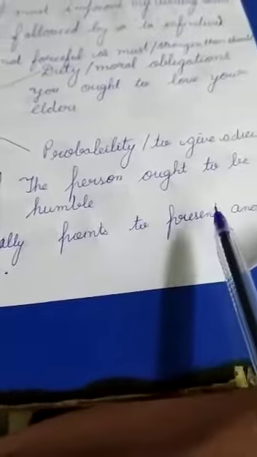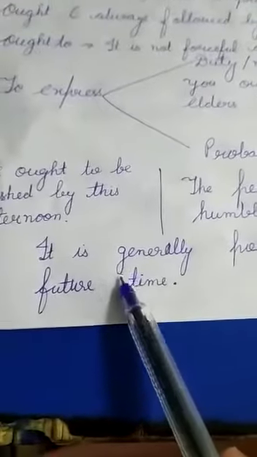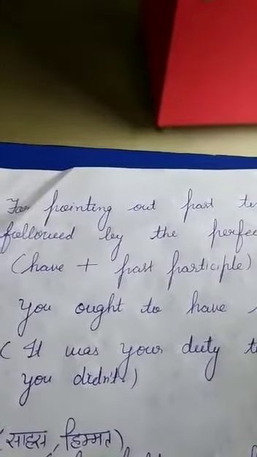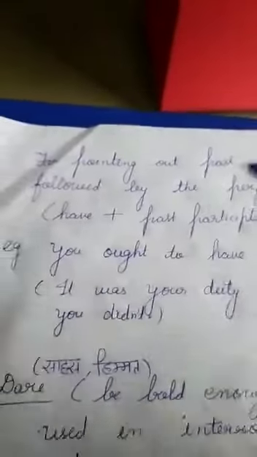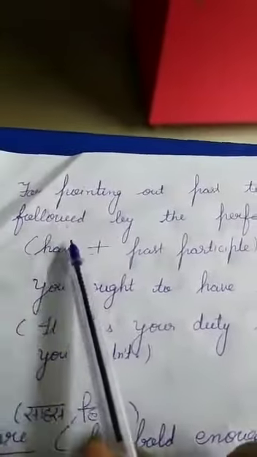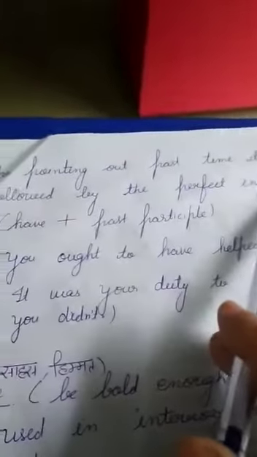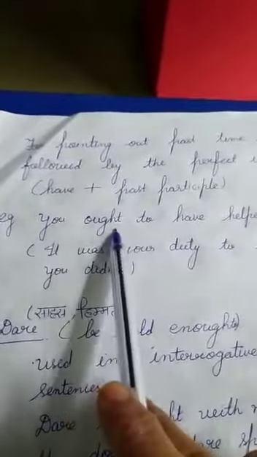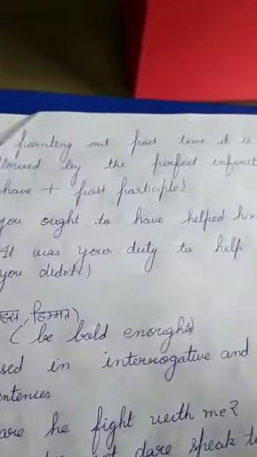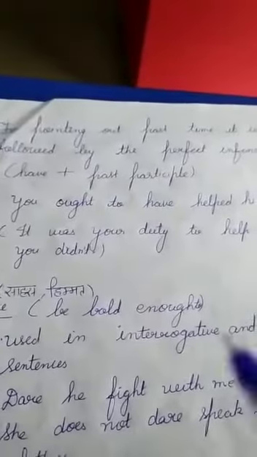The main quality of ought to is that it generally points to present and future time. But if we desire to point out the past time, then it is followed by the perfect infinitive, which means have plus past participle. You ought to have helped him. The meaning of this line is that it was your duty to help him, but you didn't.